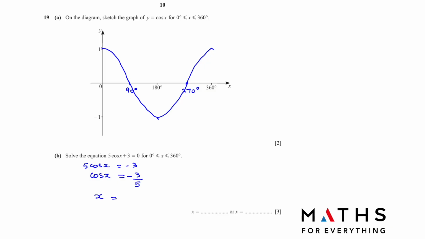Third, we write cos inverse negative 3 over 5. Let's see what we get. If you're putting in the negative, which I recommend you do, you will get one answer directly, which is 126.86. We can round it to 126.9. This is one value.